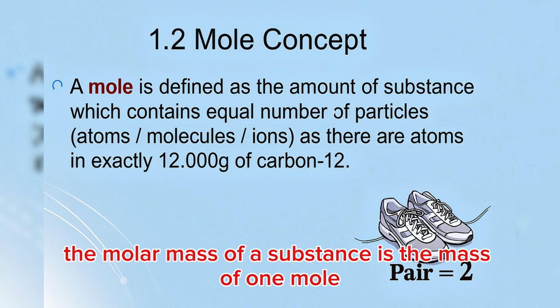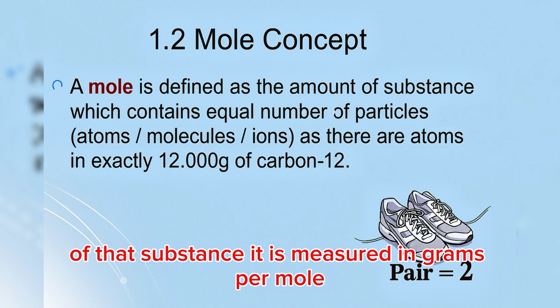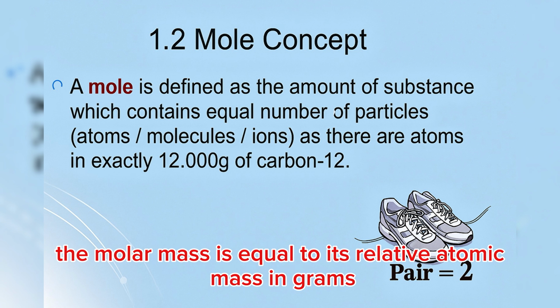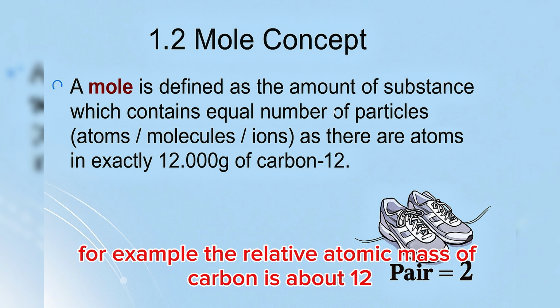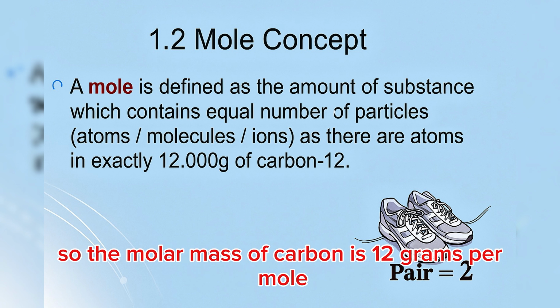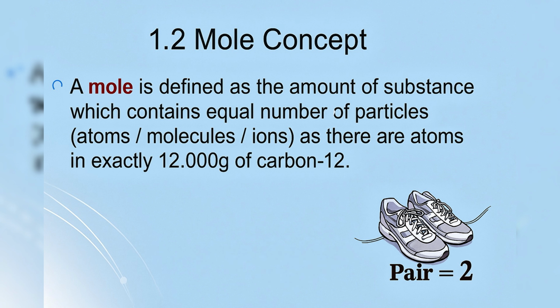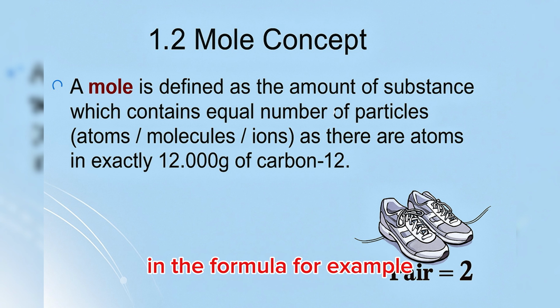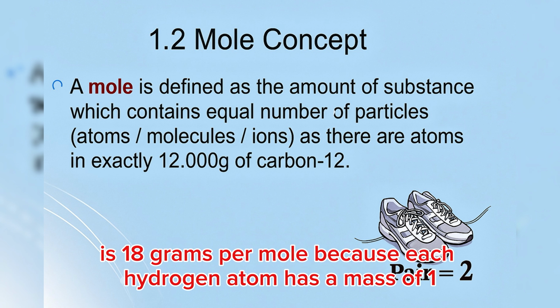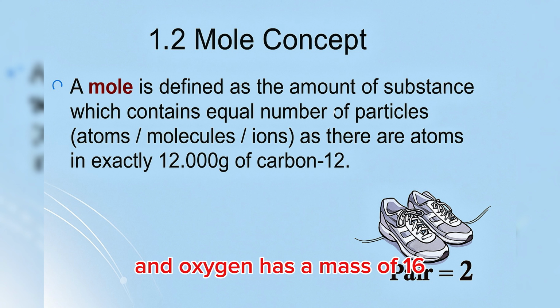The molar mass of a substance is the mass of 1 mole of that substance. It is measured in grams per mole. For an element, the molar mass is equal to its relative atomic mass in grams. For example, the relative atomic mass of carbon is about 12, so the molar mass of carbon is 12 grams per mole. For compounds, the molar mass is the sum of the atomic masses of all atoms in the formula. For example, the molar mass of water, H2O, is 18 grams per mole, because each hydrogen atom has a mass of 1 and oxygen has a mass of 16. So 2 plus 16 equals 18.